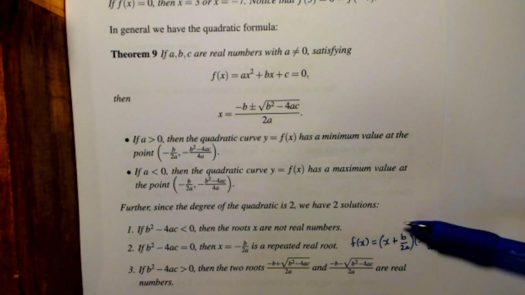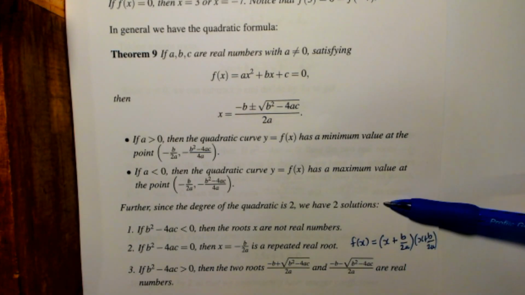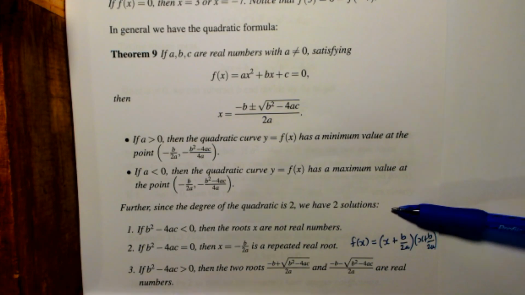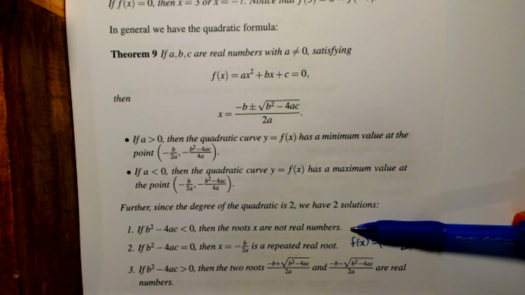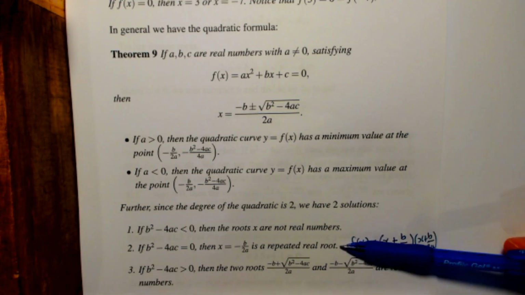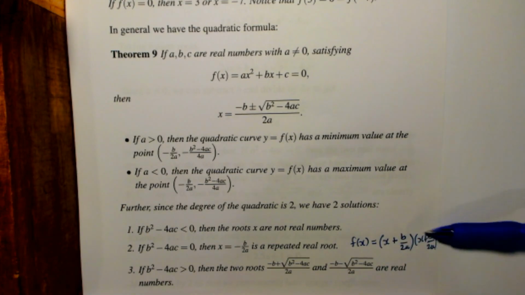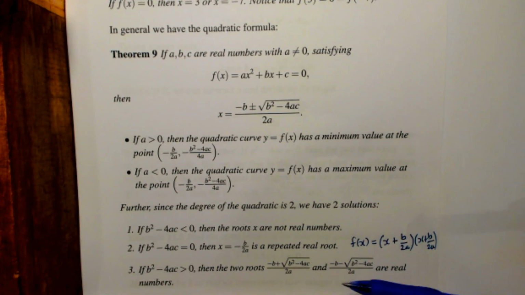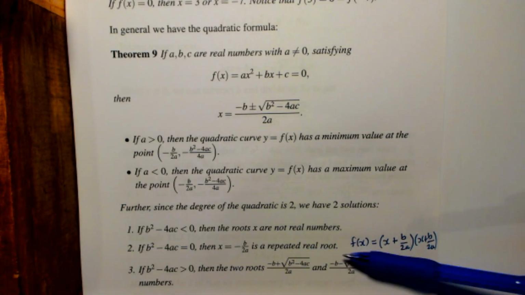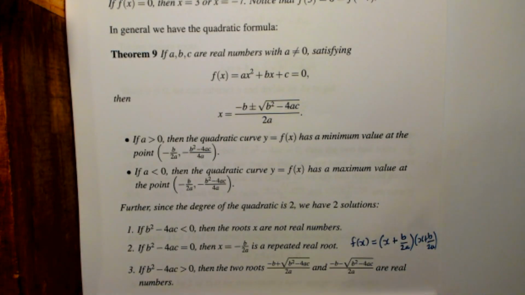So the fundamental theorem of algebra says we always have two complex roots, but in the first case we have no real roots, so 0 real roots. In the second case we have 1 distinct real root, but 2 if we count this as repeated. And in the third case we have 2 distinct real roots. They're distinct because this one has a plus and this one has a minus, and that square root is non-zero, so they are in fact different.